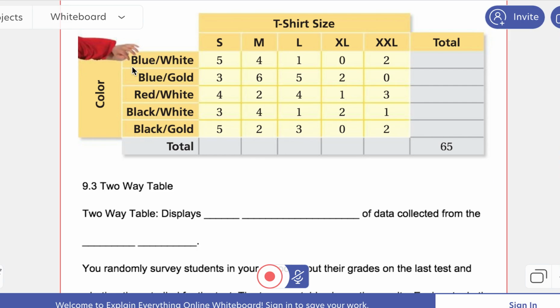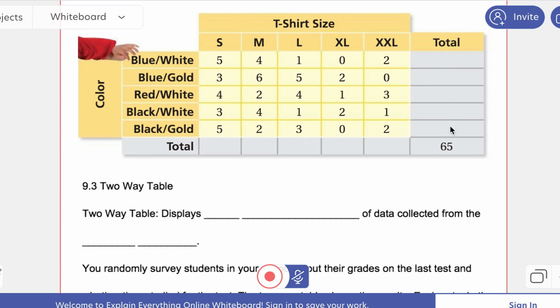I could get this color, this category, in many different t-shirt categories. So there are sort of these two ways, a color and a shirt size, that I could get. Now, let's say that these numbers right here represent how many I have. So this is telling me for the blue and white color, I have 5 smalls, I have 4 mediums, I have 1 large, and so on. And for this category right here, what do you think would go here? Well, this would be the total of blue and white colors that I would get.